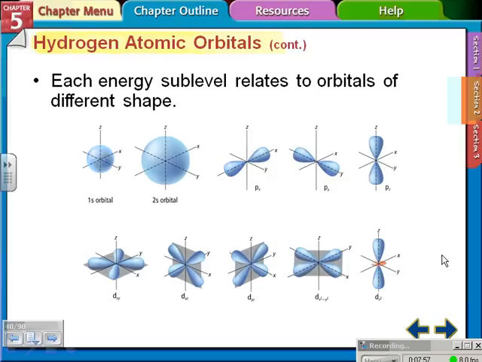The reason the electrons line up this way is to minimize repulsion, because remember, electrons aren't attracted to each other, they're negatively charged. They are repelled by one another. So basically, they try to get as far away from each other as they can. And as a result of that, they take on these various shapes around the nucleus of the atom.